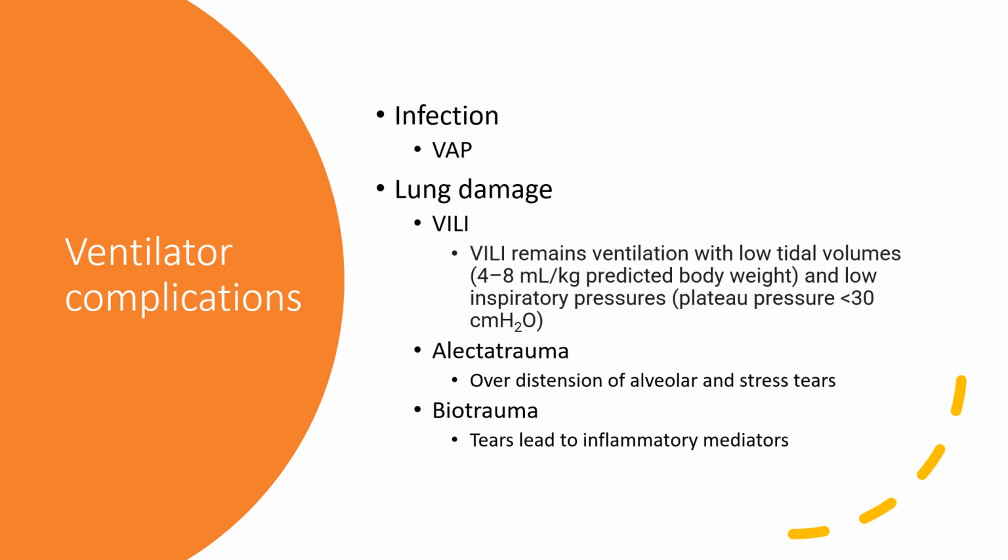Another concern with mechanical ventilation is known as atelectrauma. Atelectrauma occurs when the alveolus is distended and causes little stress tears in it. So atelectrauma is the opening and closing of the alveoli and little tears that occur in it. As a result of those tears, there's another form of trauma in the airway called biotrauma. Biotrauma is when those little tears occur in the alveolar space, it releases pro-inflammatory mediators, cytokines, that cause all kinds of inflammatory damage to the lung.